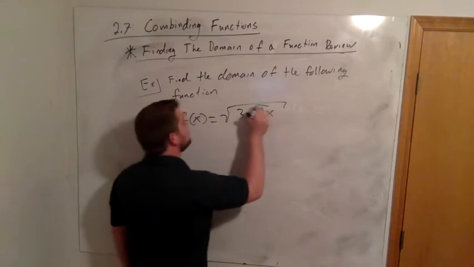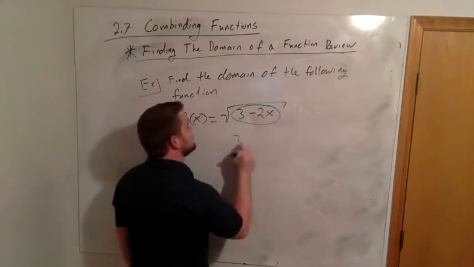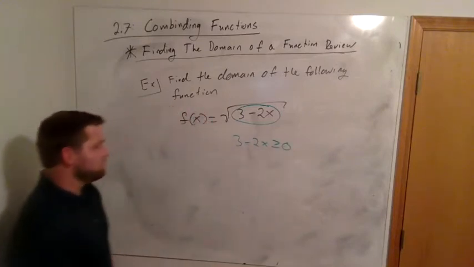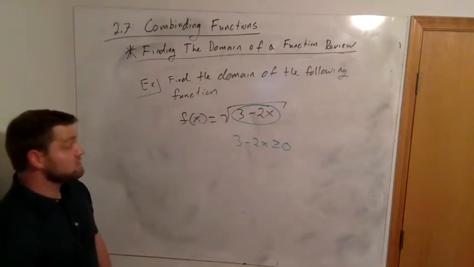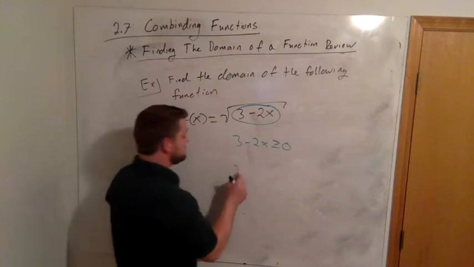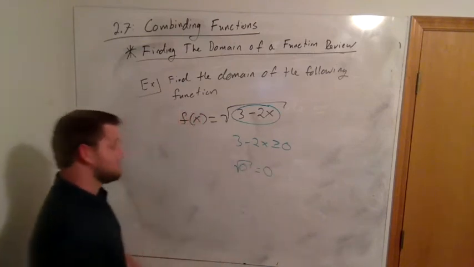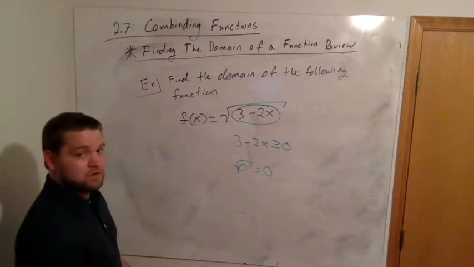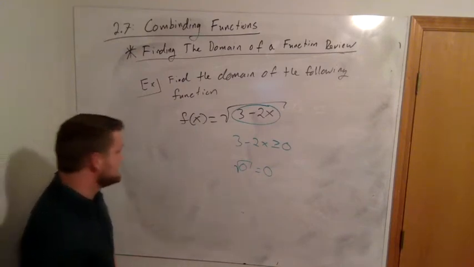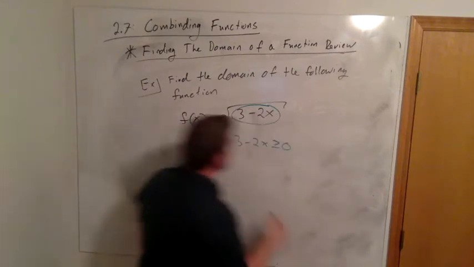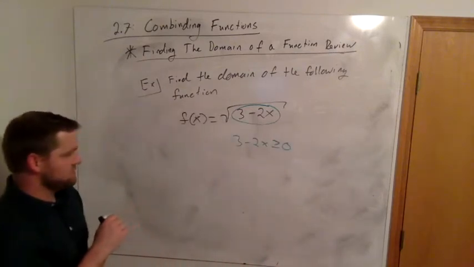So what I need to make sure of is that 3 minus 2x is bigger than or equal to 0. Bigger than or equal to 0 because the inside can be 0. Notice that the square root of 0 does make sense. The square root of 0 is 0 because what number times itself twice gives you a 0? 0 times 0 is 0. So this is what I need to be true. 3 minus 2x has to be positive.